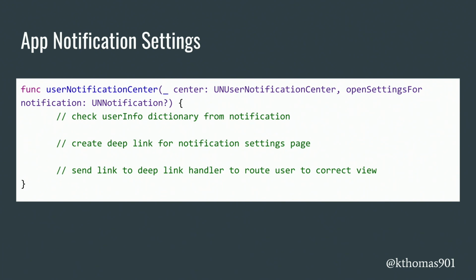There's two different ways that you can be getting to this callback. So you have to be able to create a deep link, whether or not that user info dictionary coming from the UN notification is nil or not. And then, of course, you want to route the user to your customized settings view.